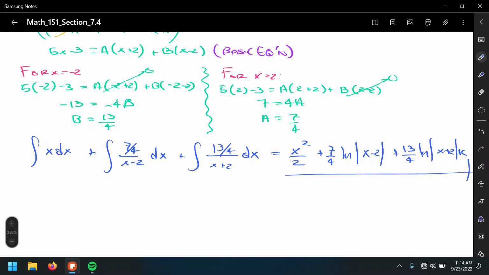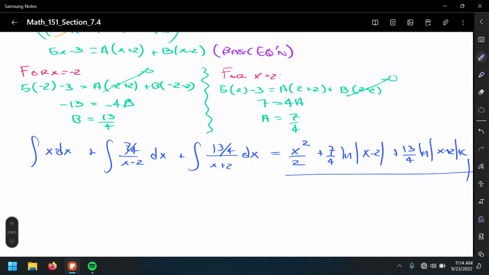Final answer. So this one wasn't very crazy again. Well, the difference for this exercise in comparison with the previous one was the fact that we started with an improper fraction and we needed to do the polynomial long division. Then we do this. All right.